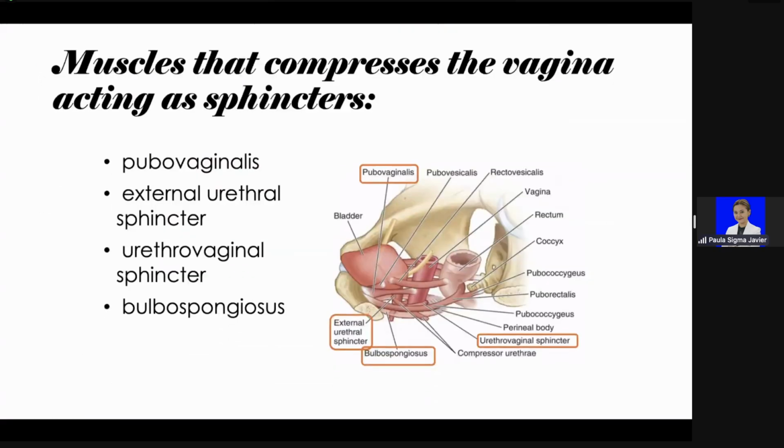So these are the different muscles that compress the vagina. So let's start from anterior. We have your pubovaginalis here. This is your vagina. This is the pubovaginalis attached to the exterior part of your vagina. We also have the external urethral sphincter. The bulbospongiosus, which is part of your pelvic floor. Also, you will discuss this later on in the female perineum. And the urethrovaginal sphincter here. Okay, so these are the muscles that compress the vagina.